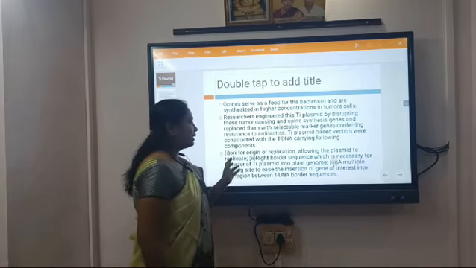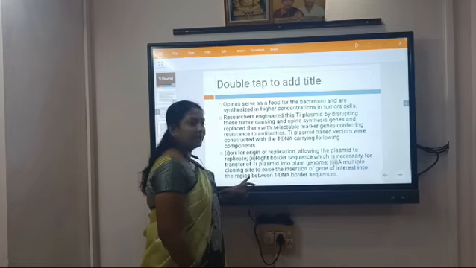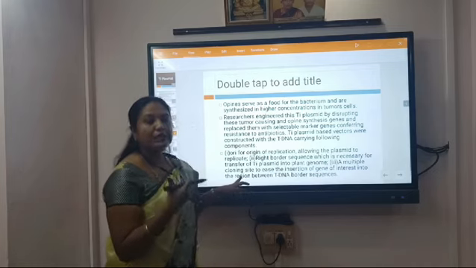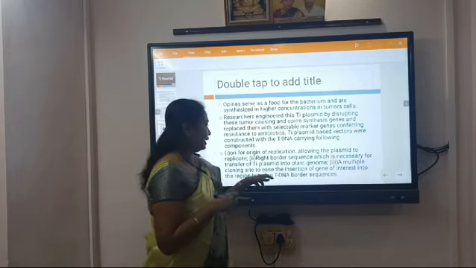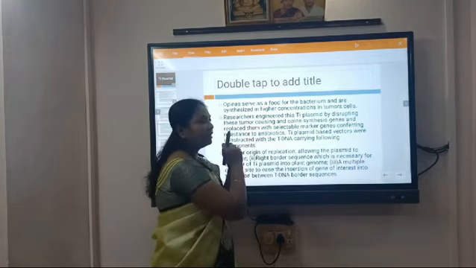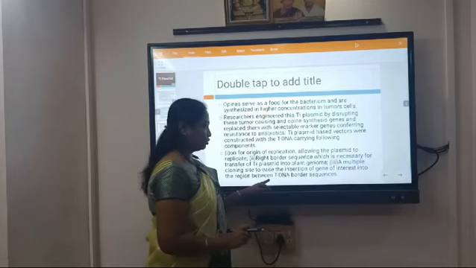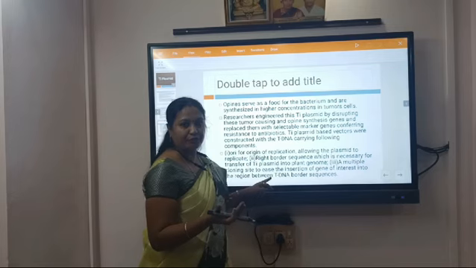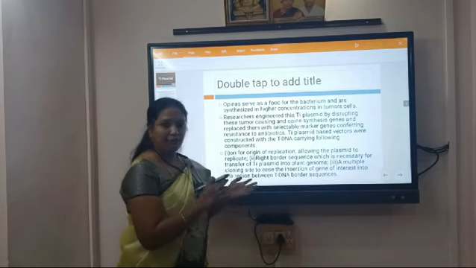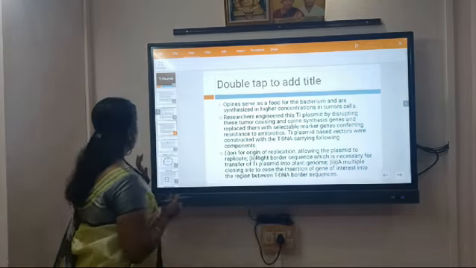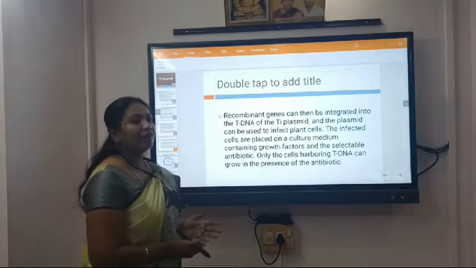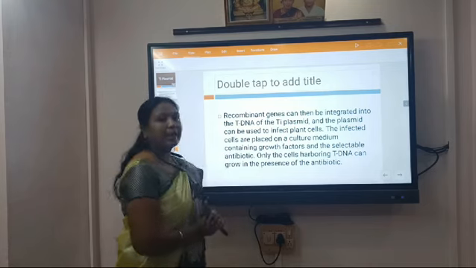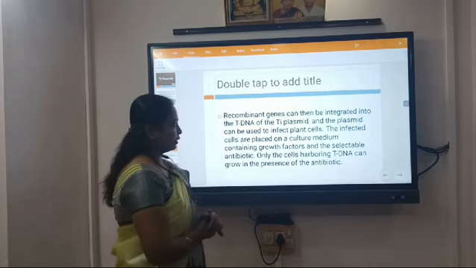It also has a multiple cloning site, because we have to insert our own gene of interest. For that purpose, the researchers inserted a multiple cloning site for ease of insertion of any gene of interest between the tDNA border sequences. So recombinant genes can very easily be integrated into the tDNA of the Ti-plasmid, and the plasmid can be used to infect the plant cells.